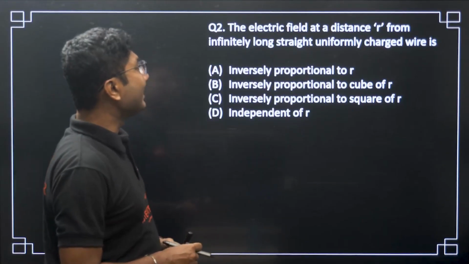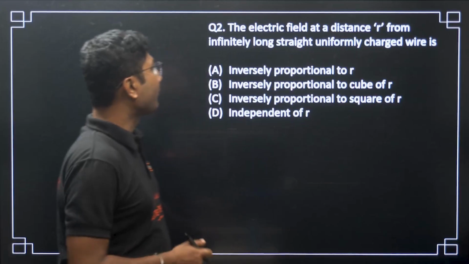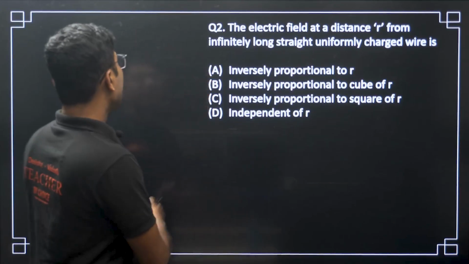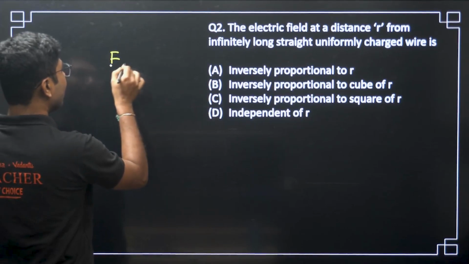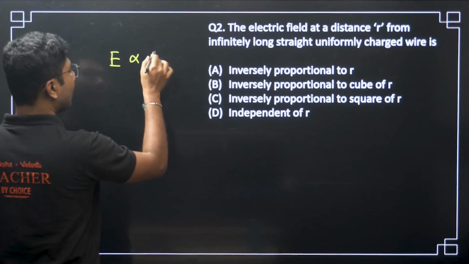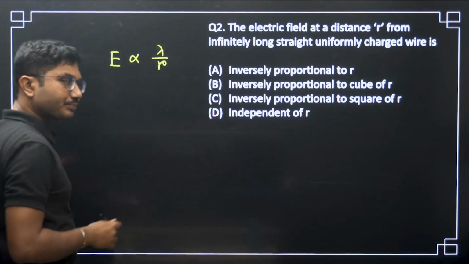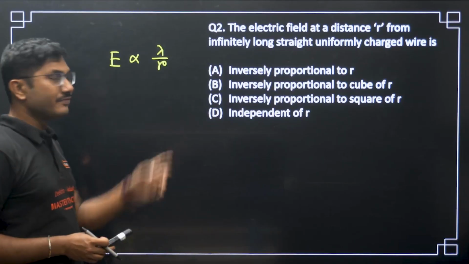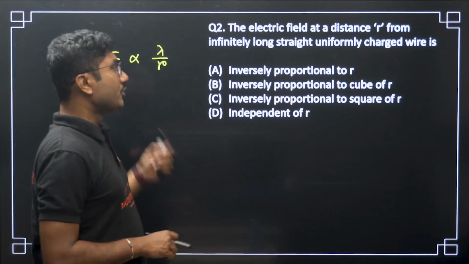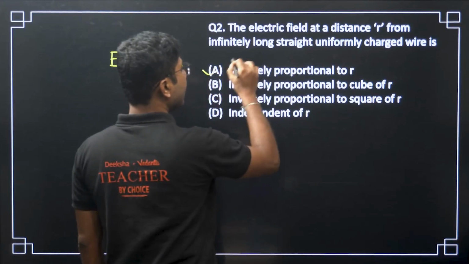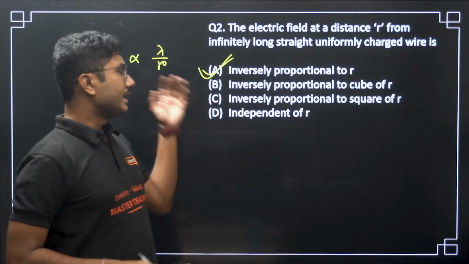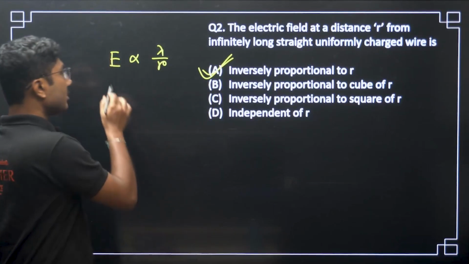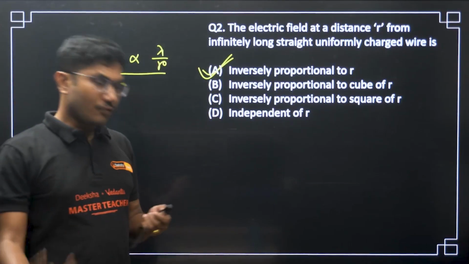Next, question number 2. The electric field at a distance r from an infinitely long straight uniformly charged wire is. We know that the electric field due to a uniformly charged wire is proportional to lambda by r. Lambda is the line charge density, so we can say that the electric field is inversely proportional to the distance, so inversely proportional to r. Inversely proportional to cube of r and inversely proportional to square of r are both incorrect, because to answer such questions you need to know the formula.